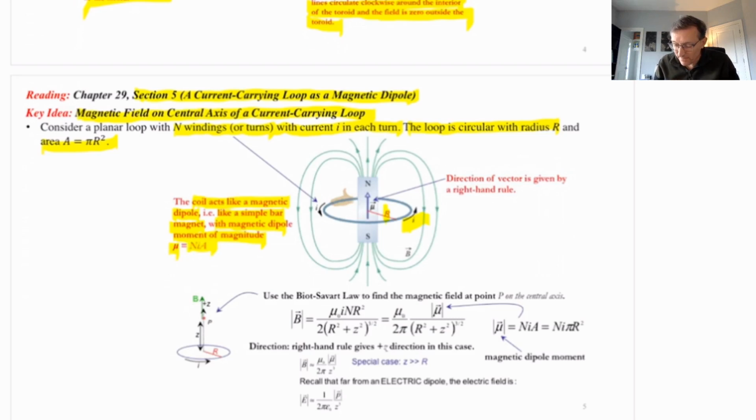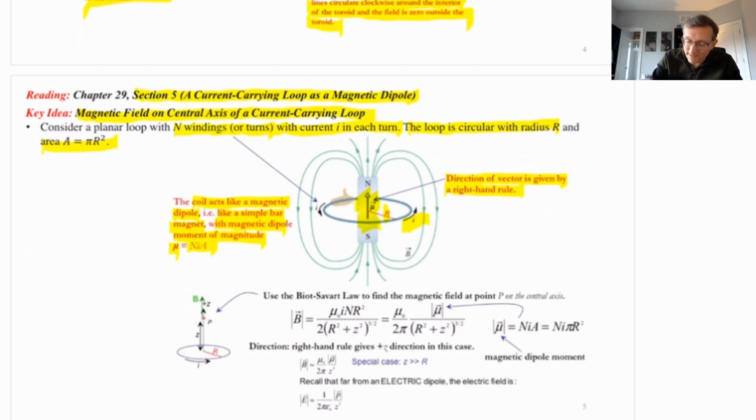The direction of that magnetic dipole moment vector, yet another right-hand rule: wrap your fingers around the loop in the direction of the current, and your thumb points in the direction of the magnetic dipole moment, that mu vector pointing up. This loop of current acts like a bar magnet, with its north and south poles oriented up and down, north on top, south on the bottom, creating magnetic field lines like you see.